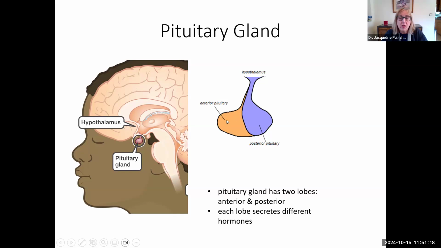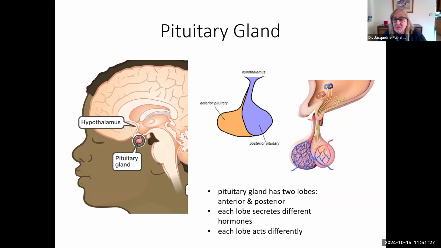We have an anterior pituitary, an anterior lobe, and a posterior pituitary. And each lobe secretes different hormones. And if we look at them, each lobe looks a little differently. Like if we look posteriorly, we can see yellow neurons going from the hypothalamus to the posterior lobe, and we don't see them going to the anterior lobe. And instead, we see this spongy stuff in the anterior lobe, and that's meant to represent the fact that we've got little glands in there making and secreting hormones in the anterior lobe.